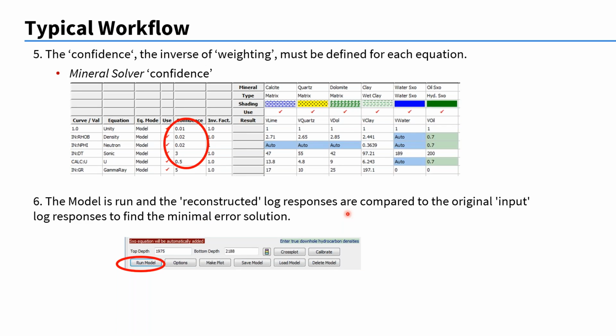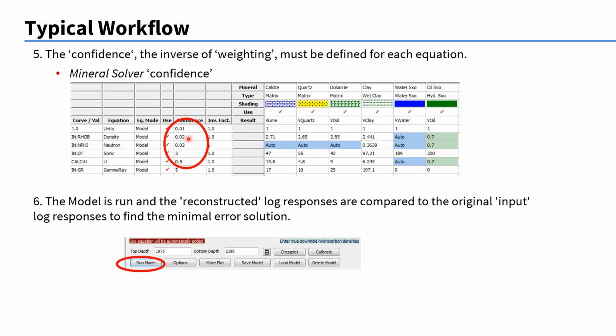There's also a parameter that needs to be added when you're building your model. Apart from adding the minerals and the equations, like I mentioned, there's something called confidence. This is the relative importance of one of the equations to another. It is expressed in log units. For example, if we're looking at the density, it has a value of 0.02, and here we're saying that the density has a plus or minus 0.02 grams per cc.